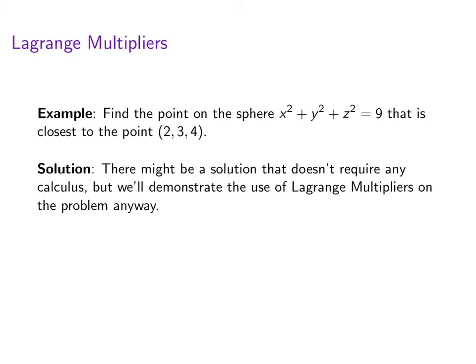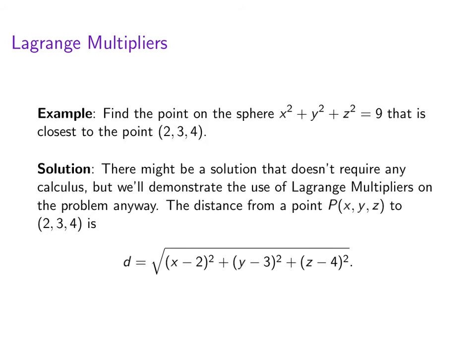Now there's a solution that doesn't require any calculus, but what we'd like to do here is just demonstrate the use of Lagrange multipliers. So the distance from an arbitrary point P with coordinates x, y, z to the point (2, 3, 4) is the square root of (x minus 2) squared plus (y minus 3) squared plus (z minus 4) squared. And we want to minimize this distance.